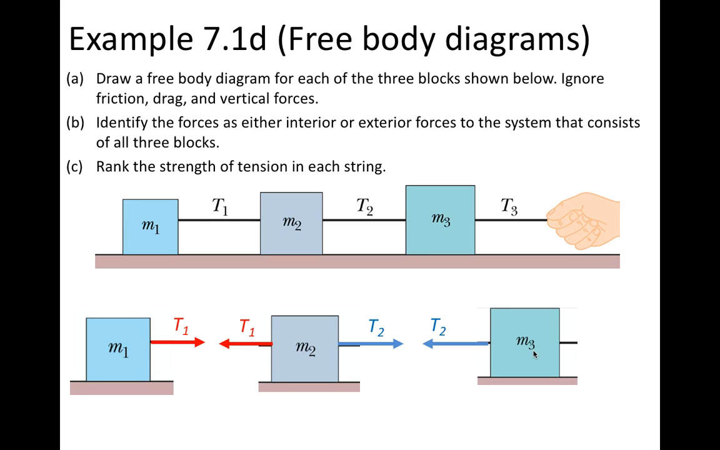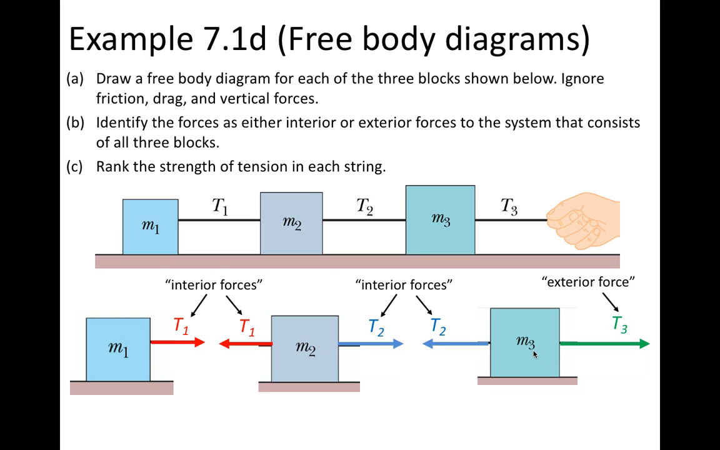Box 3 is going to get pulled to the left by the tension in string 2 and to the right by the tension in string 3. And part B of this wants us to identify the forces as either interior or exterior forces. And you can see here that T1 acts between objects within our three-block system. That makes them interior forces. Same thing with T2. T2 acts between blocks 2 and 3, and so that's an interior force.